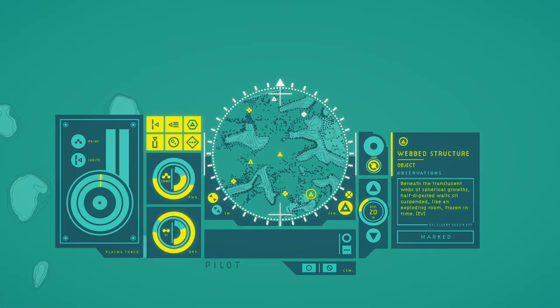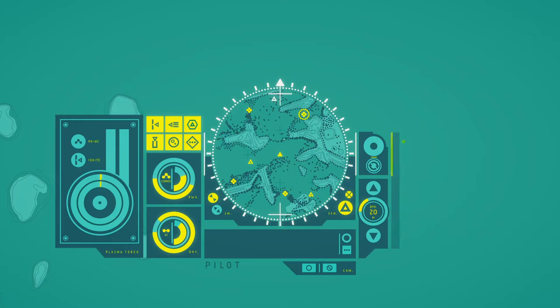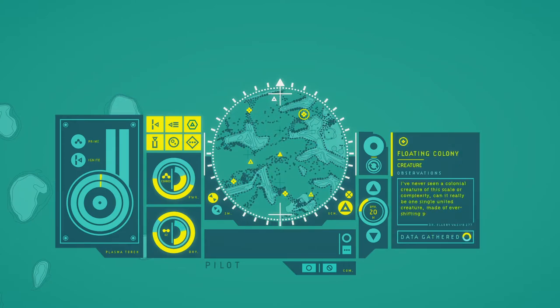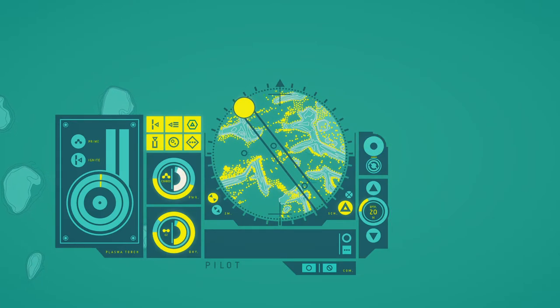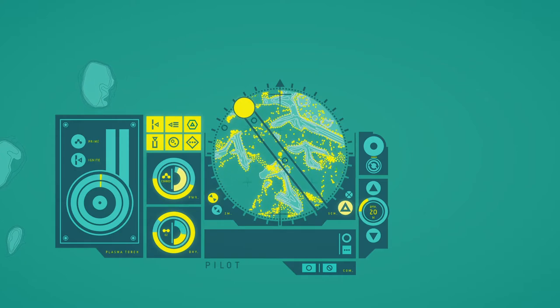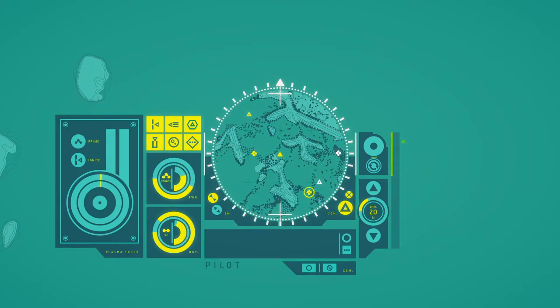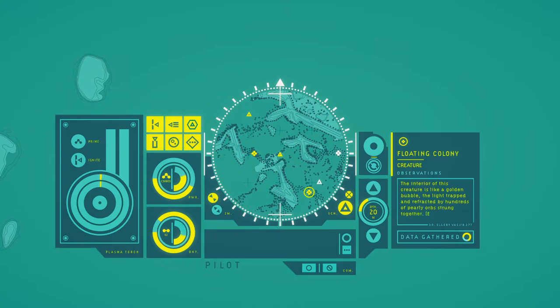Beneath the translucent webs of spherical growths, the half-digested wall sits suspended like an exploding frozen thing. I've never seen a colony creature of this scale or complexity. Can it really be one single united creature made of ever-shifting processes? The interior of this creature is like a golden bubble, the light trapped and refracted by hundreds of pearly orbs strung together.